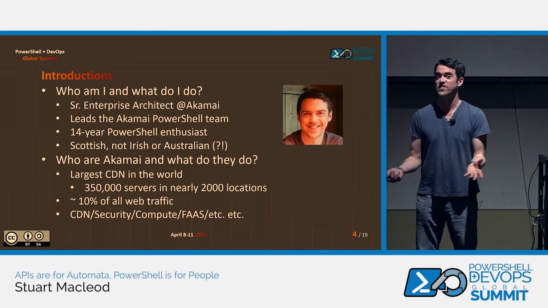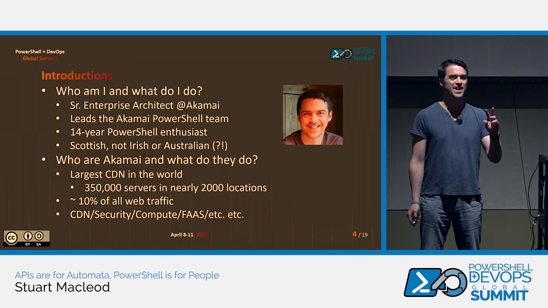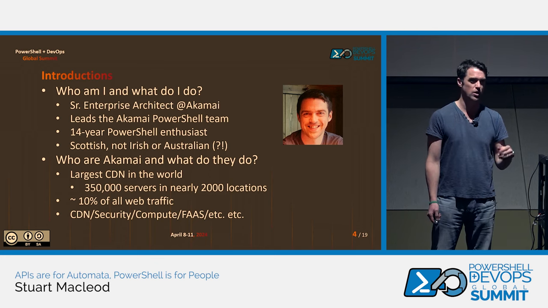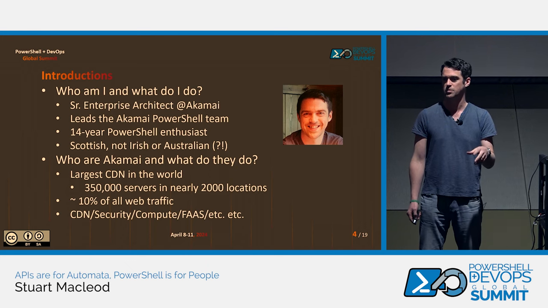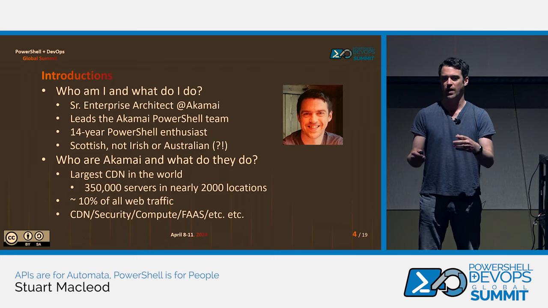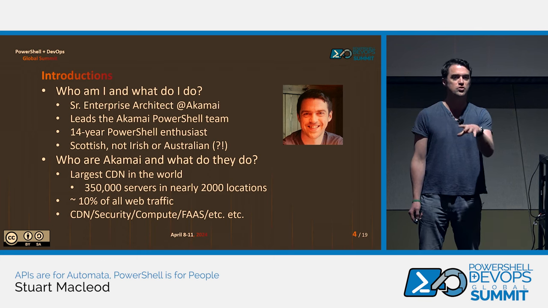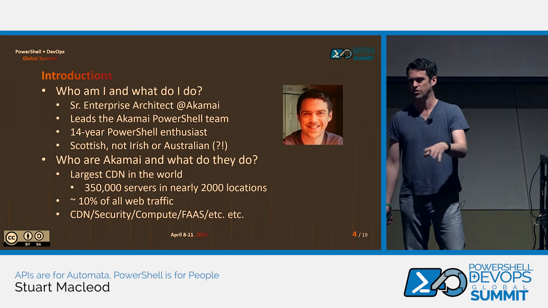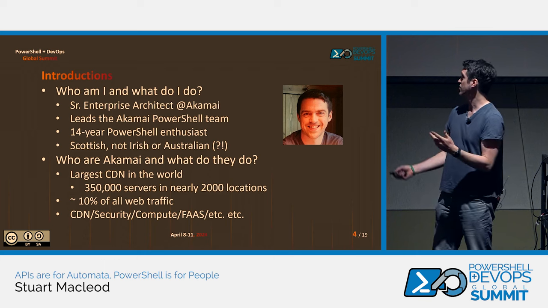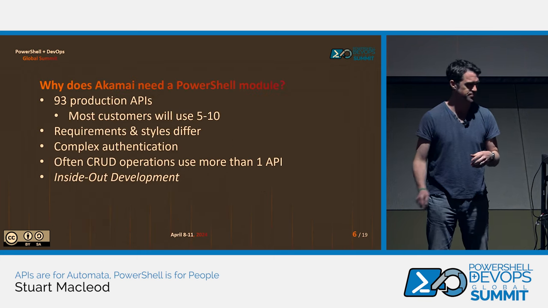We have 350,000 servers in 2,000 locations. So when Abby was talking about the edge in the keynote yesterday, this is basically what we're talking about. Our servers are, for the most part, in your ISP. We don't use big super pops the way other IaaS providers do. So generally, when you're talking to an Akamai server, it's as close to you as we can get it, and that's what the edge is really referring to. We do CDN, security, compute, FaaS, storage, a whole bunch of stuff.